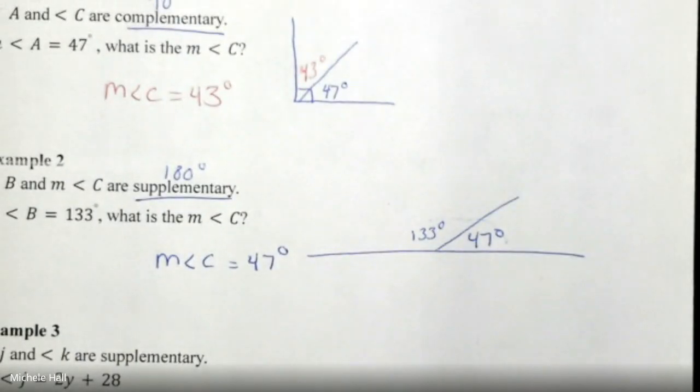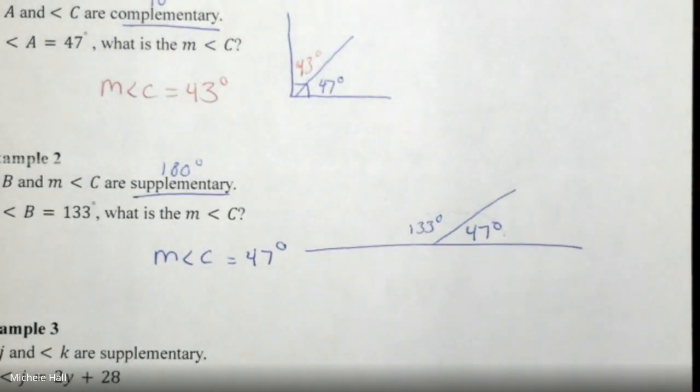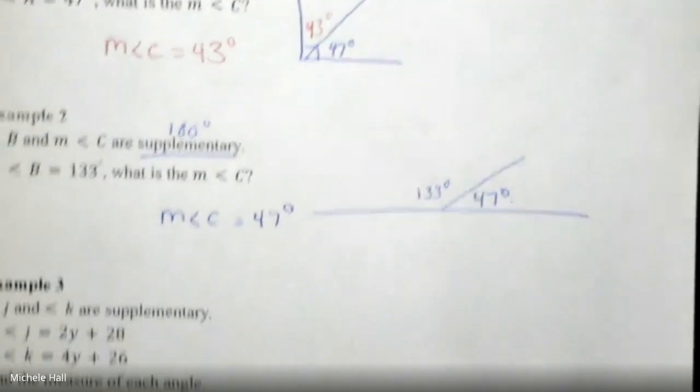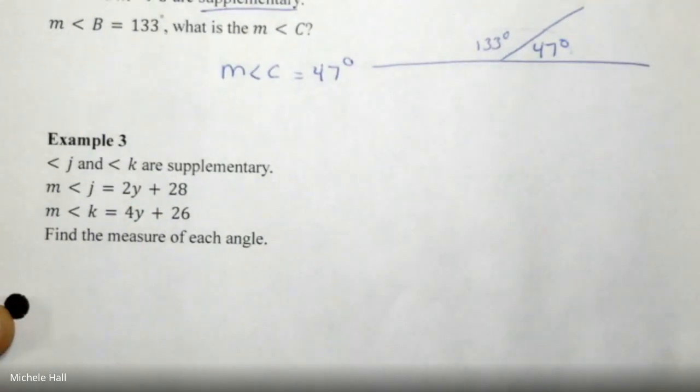Okay, so now, of course, they're going to mix it up a little bit more with some algebra, which I think is great because you get to practice your skill from Algebra 1. This is really good about geometry, that you get to practice still solving equations. All right, so it says angle J and K are supplementary. How much is supplementary?